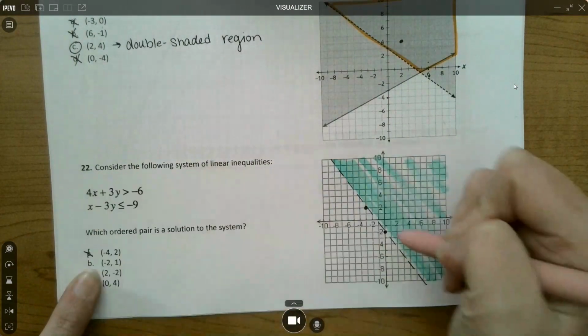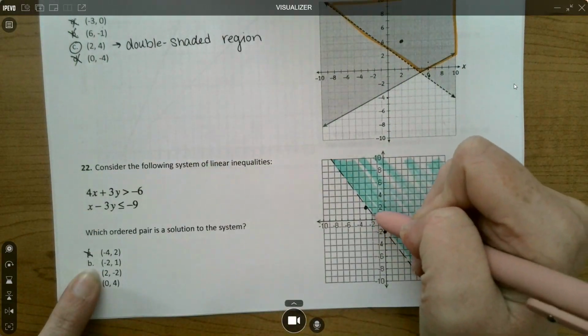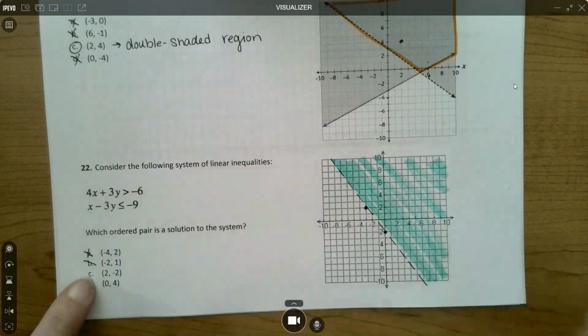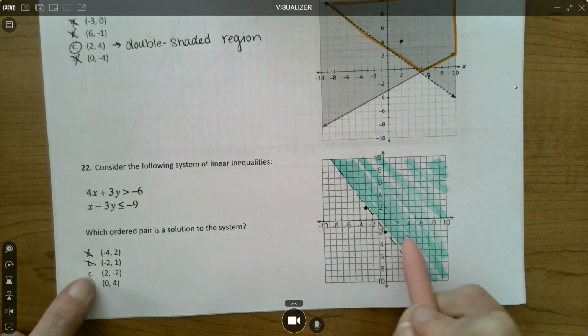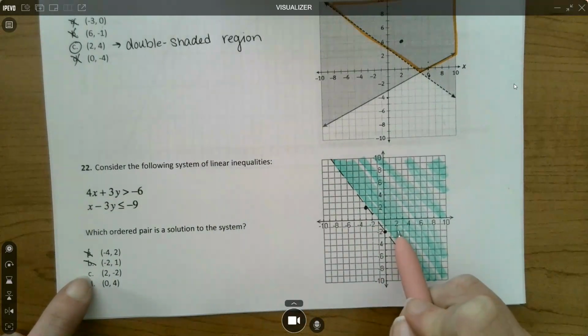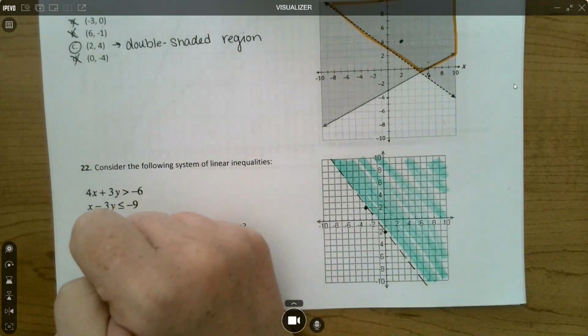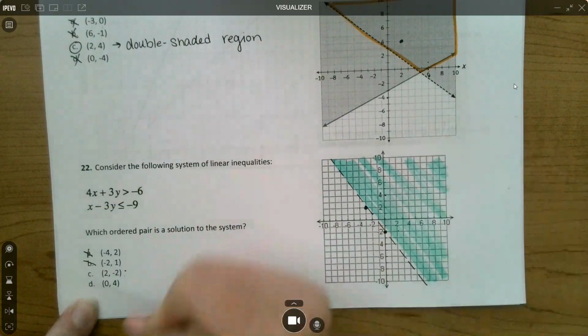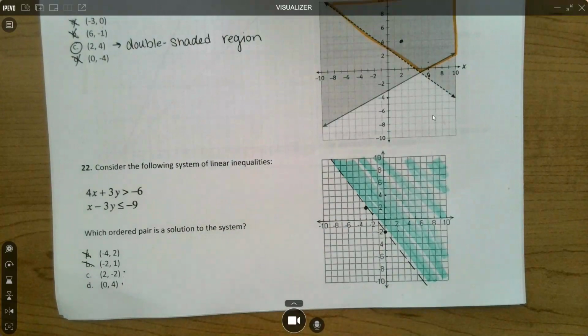That's not going to work. Negative 2, positive 1, I believe, is on the line. I don't think that's going to work, but we'll see. Positive 2, negative 2. Okay, that could work. And 0, 4 could work. Okay, so we've got C and D.